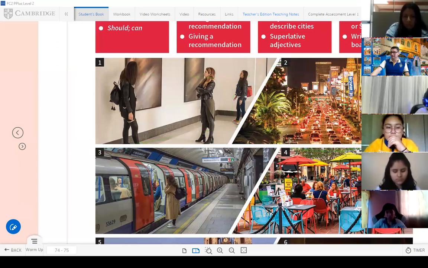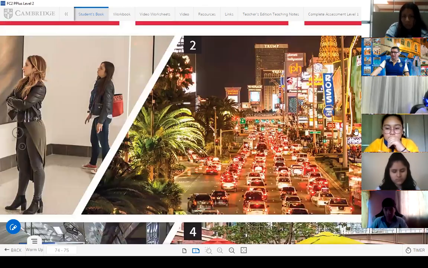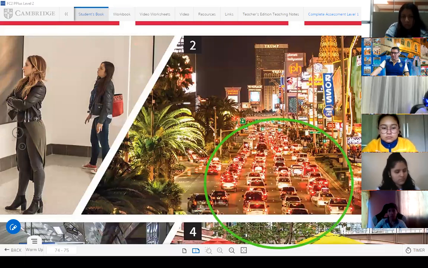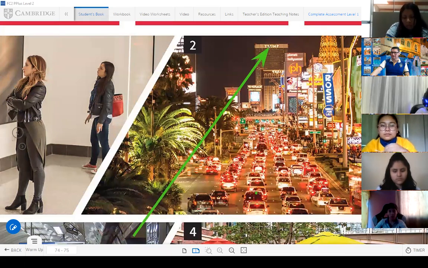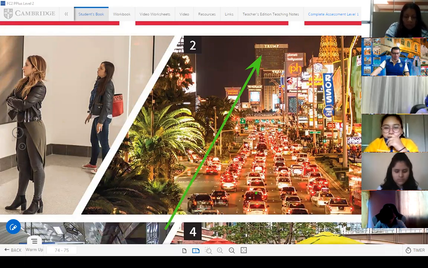Yeah, this is a city. This is a very big city, right? And a lot of places, a lot of cars. You have here a big avenue, right? Look, no? There are one, two, three, four cars going on one direction. And look, you have here something. What says here? Trump. Do you remember? The Trump buildings, Donald Trump's buildings. Yeah, this is one of Trump's buildings.